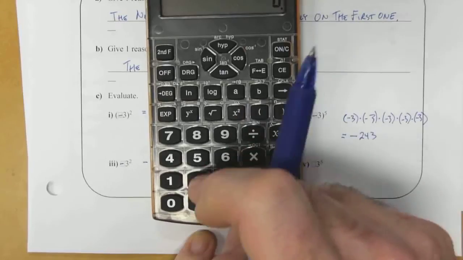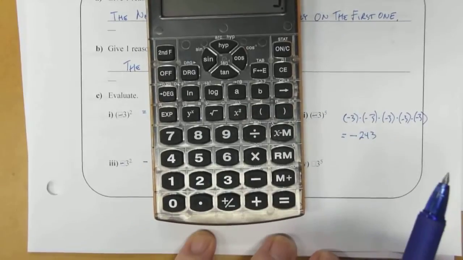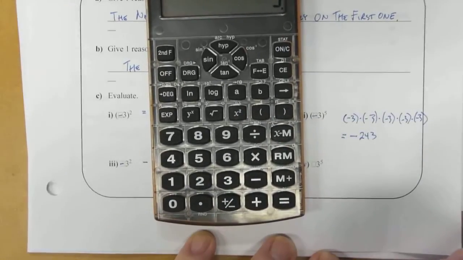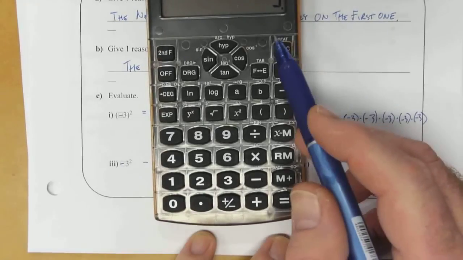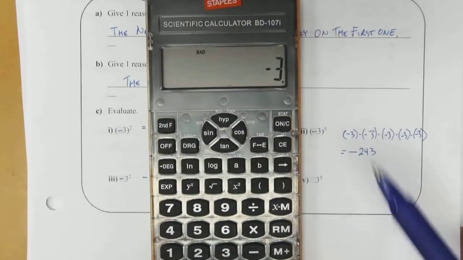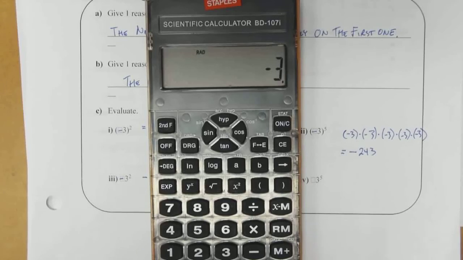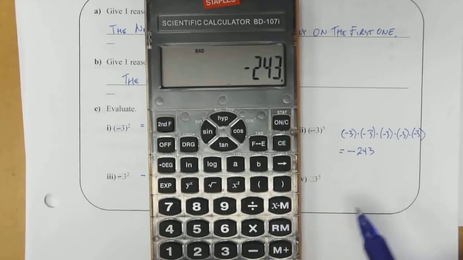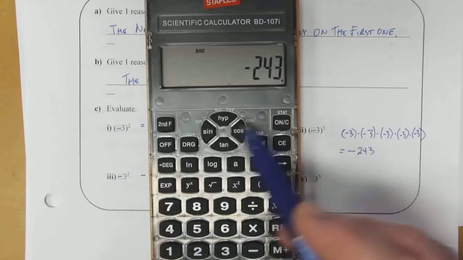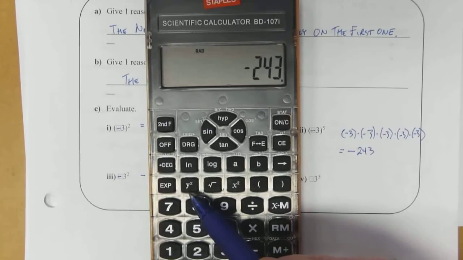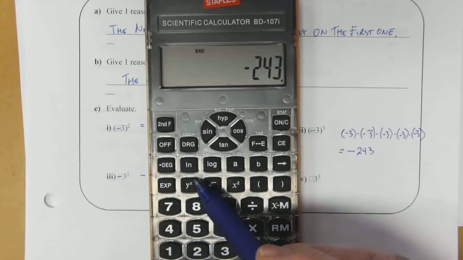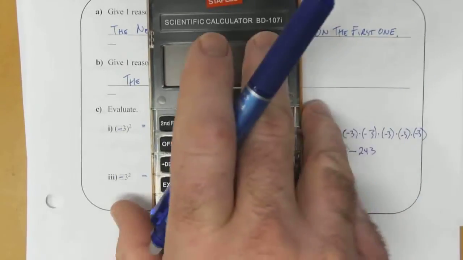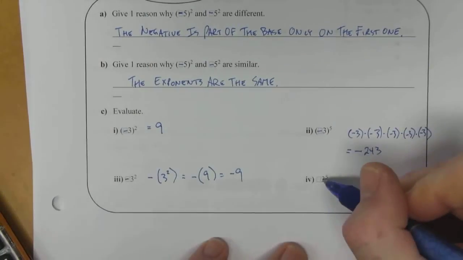Now, if you use brackets, actually you don't need brackets. If you enter in negative 3 on your calculator, and then that's your base, then push the power button, and then your exponent, it will give you the correct answer of negative 243. But practice using negatives with the exponent button so that you understand how it works, so that you don't make mistakes when you're working with them.